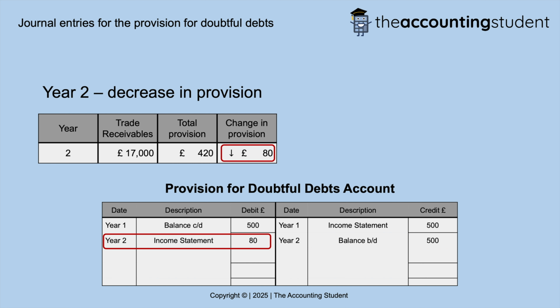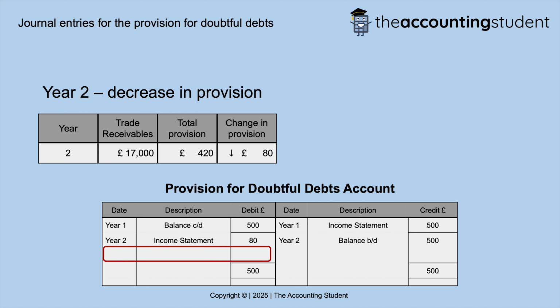for doubtful debts account. We then total the T account up for the year, and we take the highest balance in the total, which is £500, and the remaining balance of £420 is entered on the debit side for the ending balance of year 2.